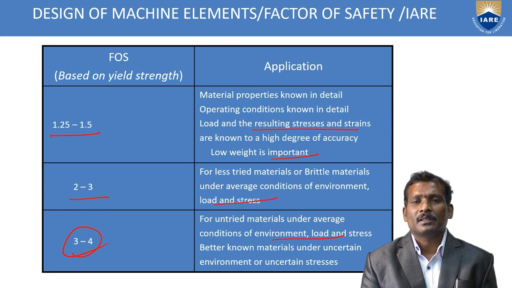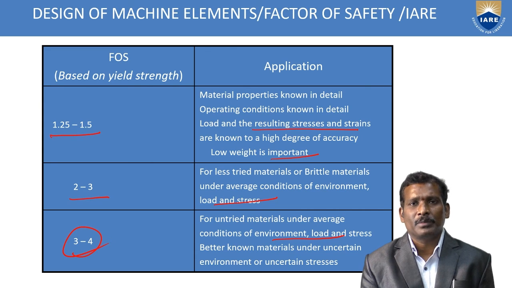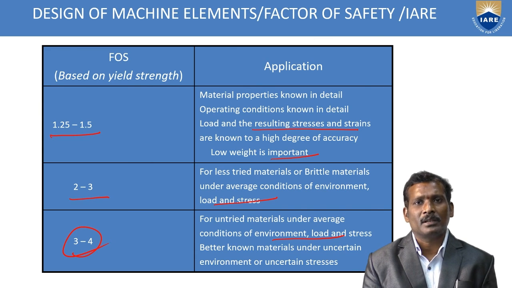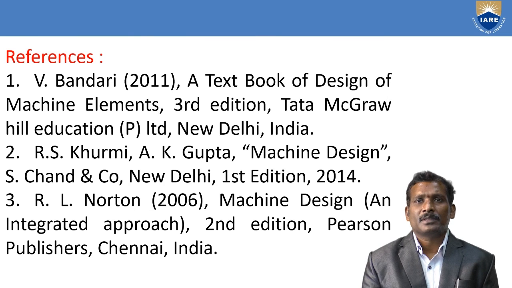So totally, the factor of safety value depends upon the material, the manufacturing process, and the application also. While selecting the factor of safety for ductile material, the factor of safety depends upon yield strength. For brittle materials, the factor of safety depends upon ultimate strength only, the maximum ultimate strength. Clear? These are the references we have taken.